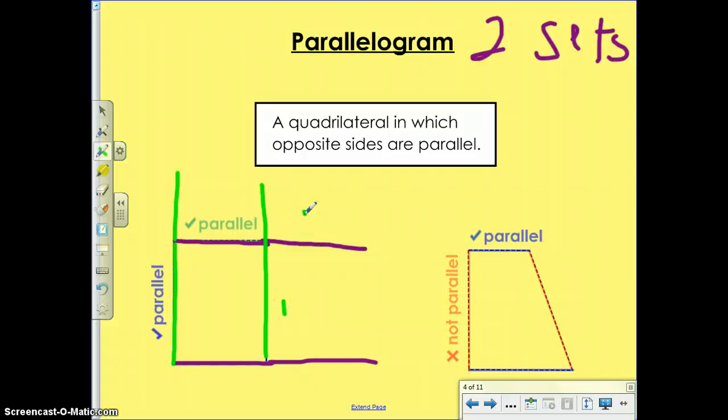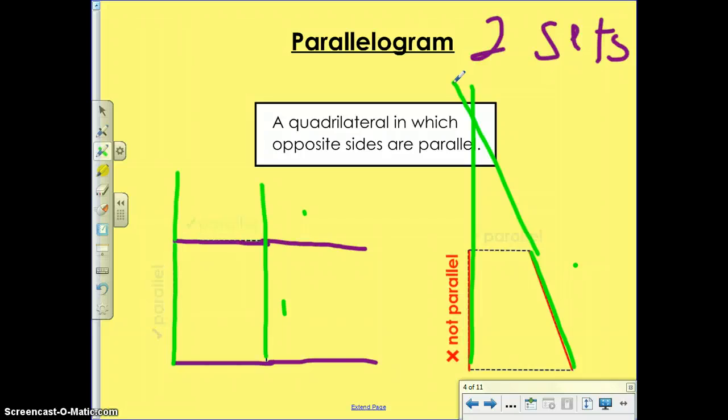Here and here. Okay? Look at this other shape over here. Notice how these two lines here, they are not parallel. If I kept going like this and I kept going like this, they would eventually cross over and intersect. So those two sides are not parallel. They only have one set of parallel lines. So therefore, it would not be a parallelogram.